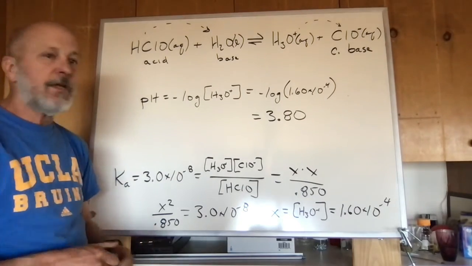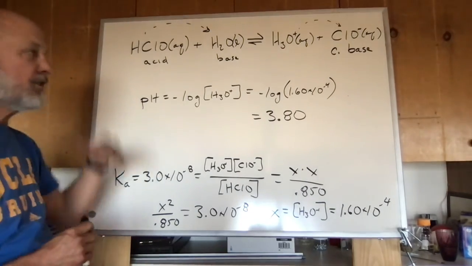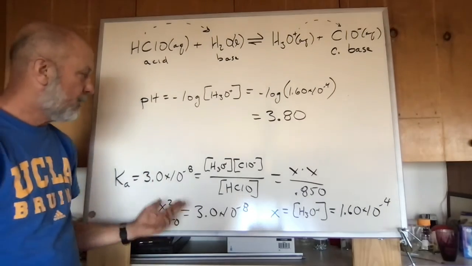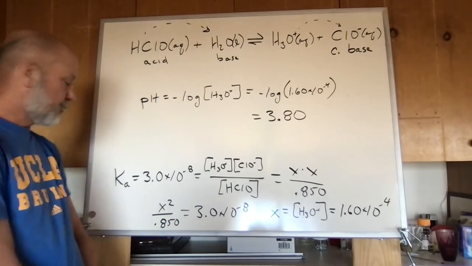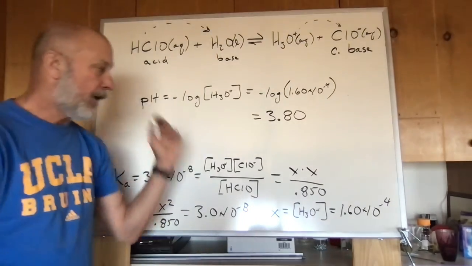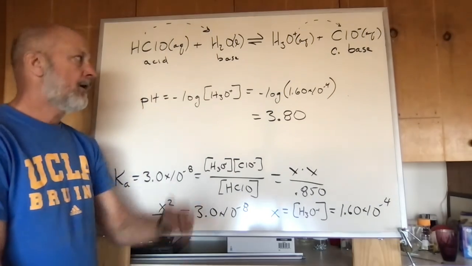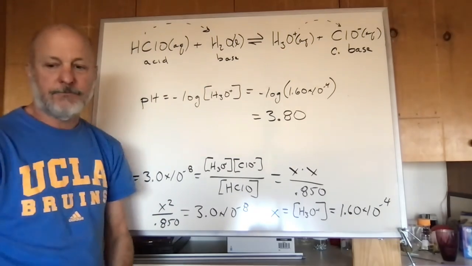So finding the pH of a weak acid, we just run the ice table, we plug into the expression for Ka, find the hydronium, and then take the pH.